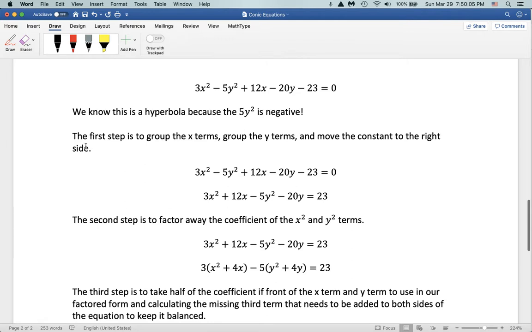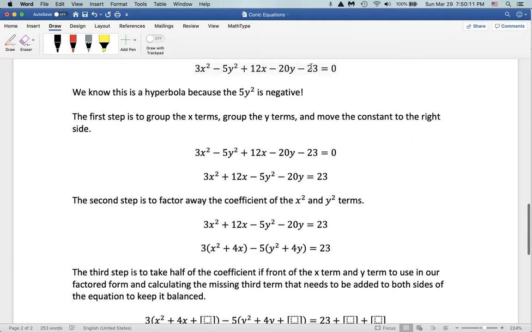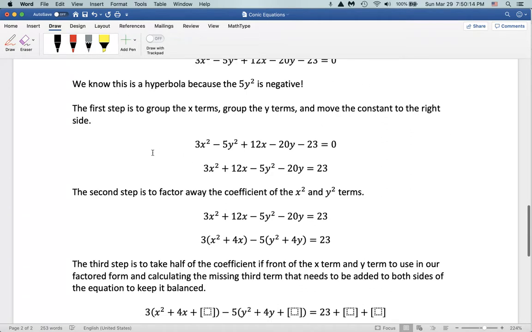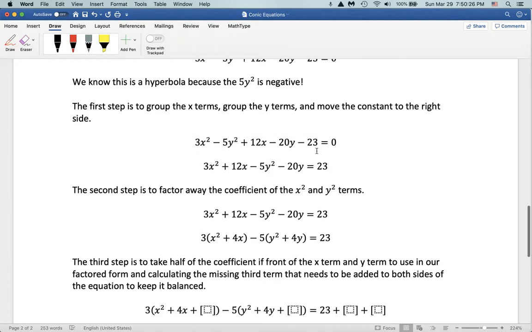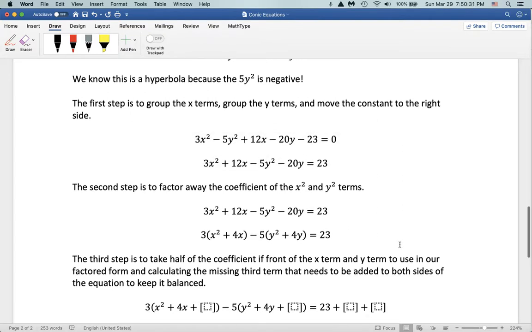And then the second thing, the first step we're going to do is we're going to group the x terms together and group the y terms together, and then move the constant, this 23, off to the right side. So again, what I've done is I've taken the 3x squared and the 12x and pushed them together. I've moved the -5y squared over to next to the -20y, and I've added 23 to the right side. So again, I brought this over, and I've grouped the x terms and the y terms.